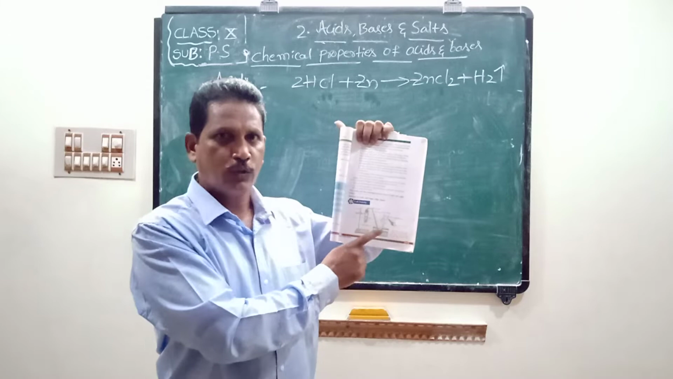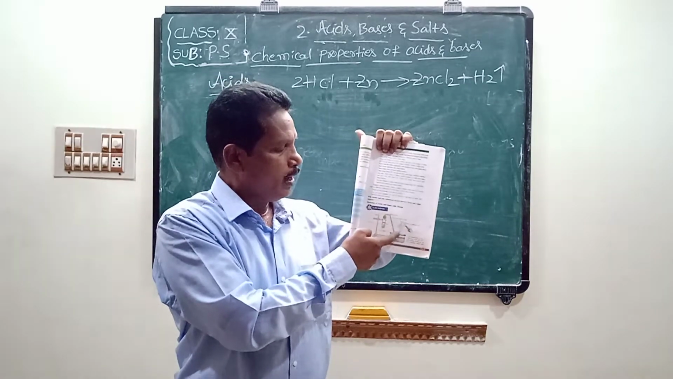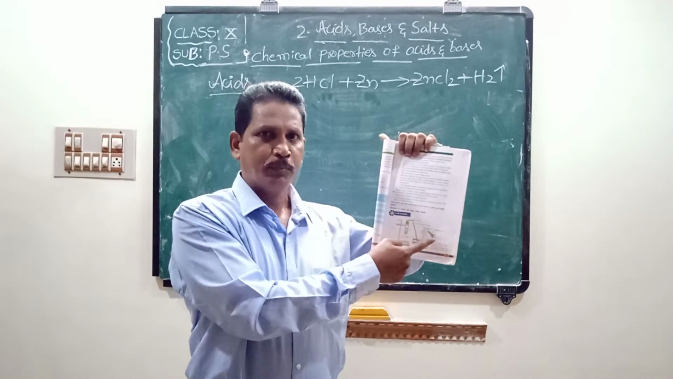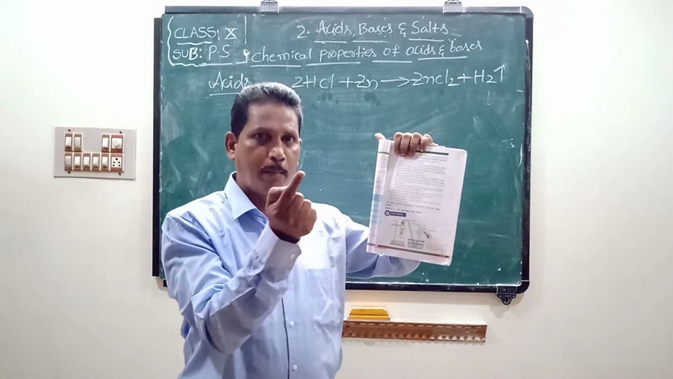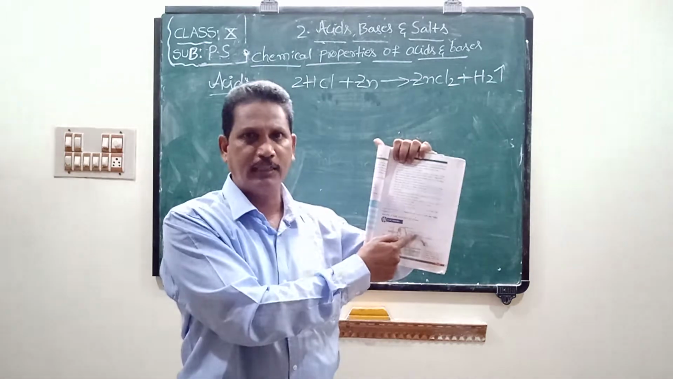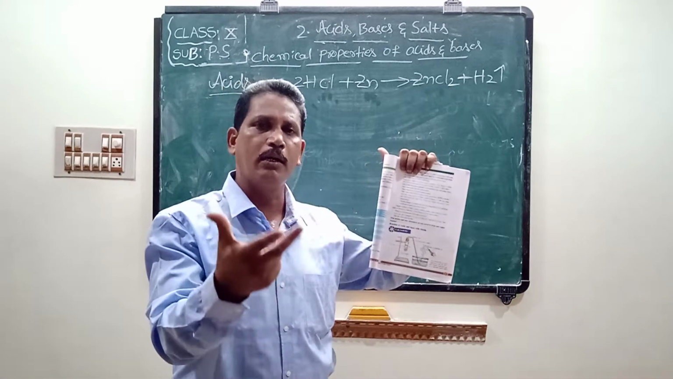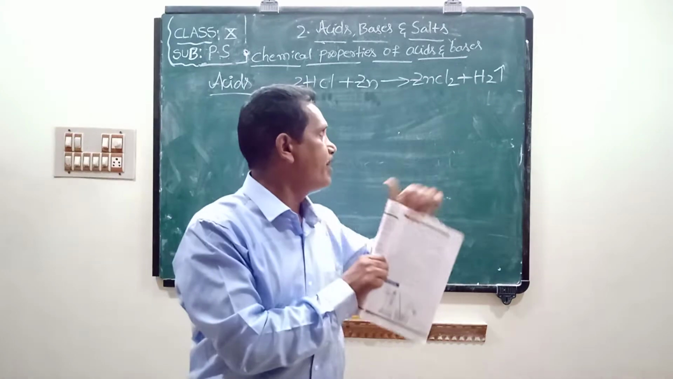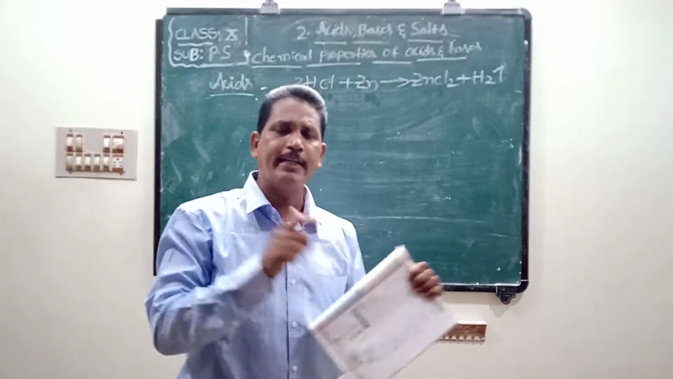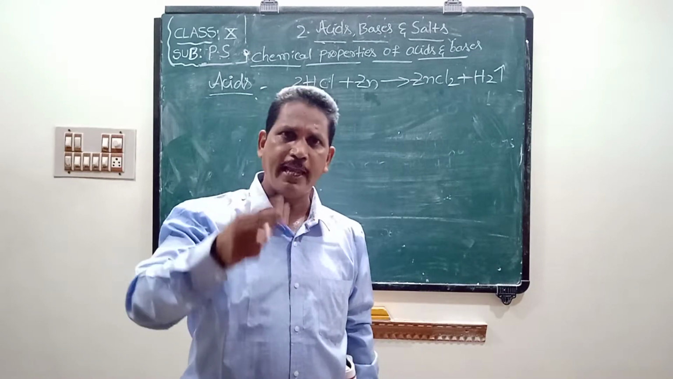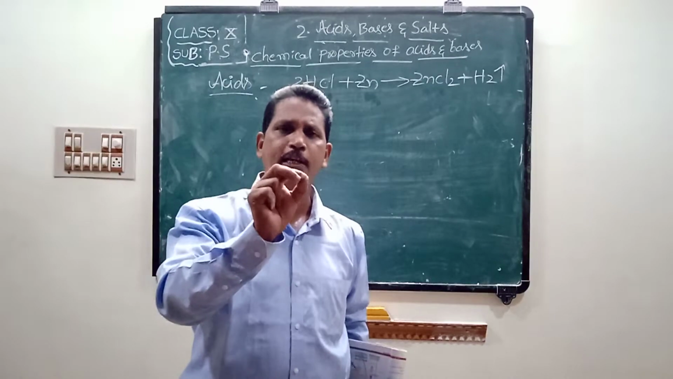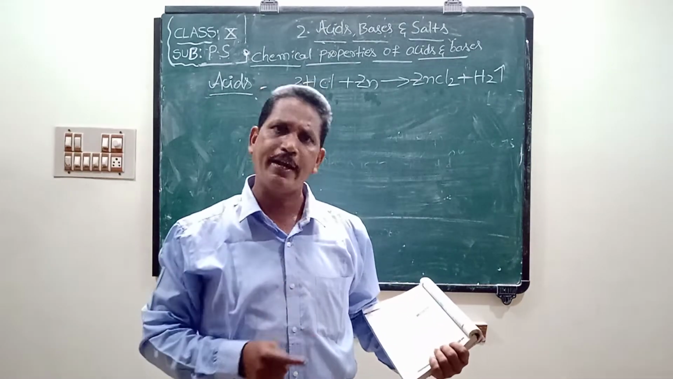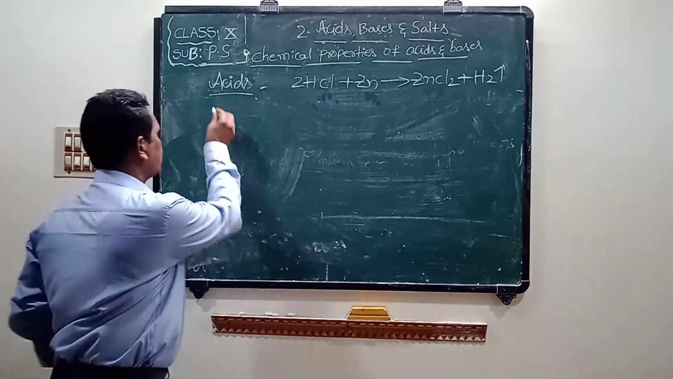This gas escapes in the form of bubbles. Bring a burning splinter or burning candle near this evolved gas. The burning splinter is put off with a pop sound. This is the test for hydrogen gas. When a burning splinter enters the hydrogen gas, it is immediately put off with a pop sound. That is the test for hydrogen gas. Next, bases.